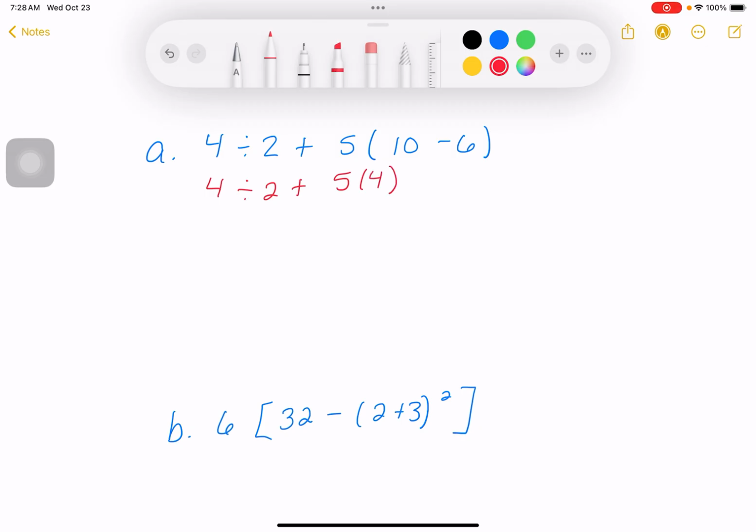Now remember, when you have multiplication and division in a problem, you do them in order from left to right. So I'll do the division over on this side, followed by, it's okay if I do the multiplication on the other side because it's separated by that addition sign. And finally, I add them together, so my answer would be 22.